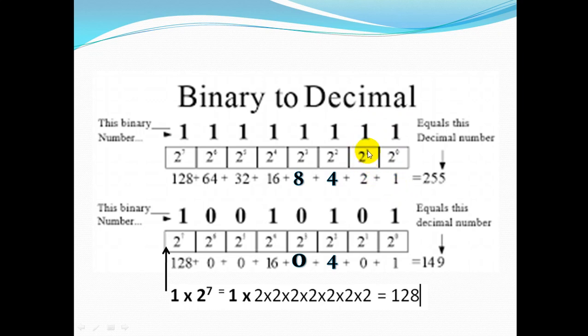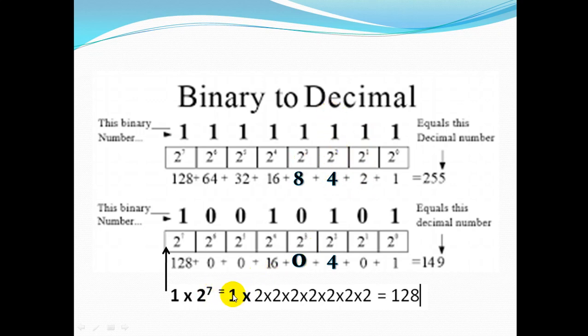This is 2 raised to power 2 times 1. Okay, 2 raised to power 2 is 4. Sorry, we are here. 2 raised to power 1 is 2 times 1. This is 2. Then 2 raised to power 2 is 4 times 1, 4.